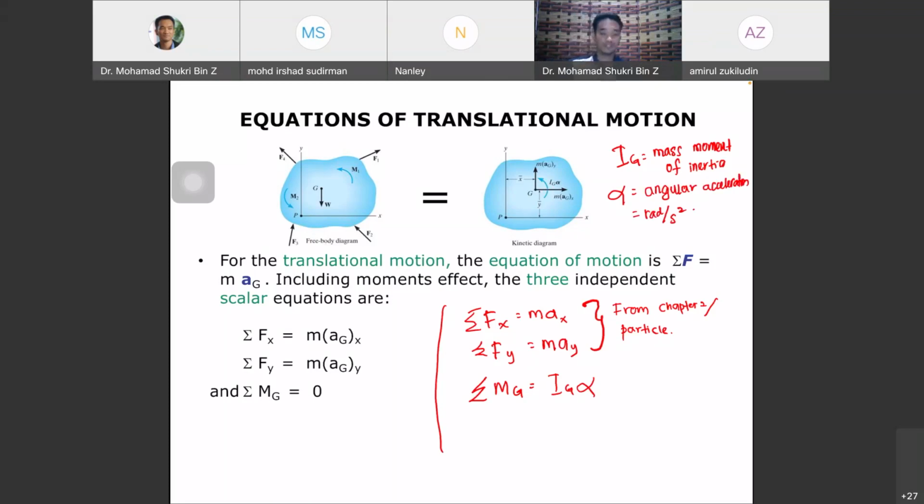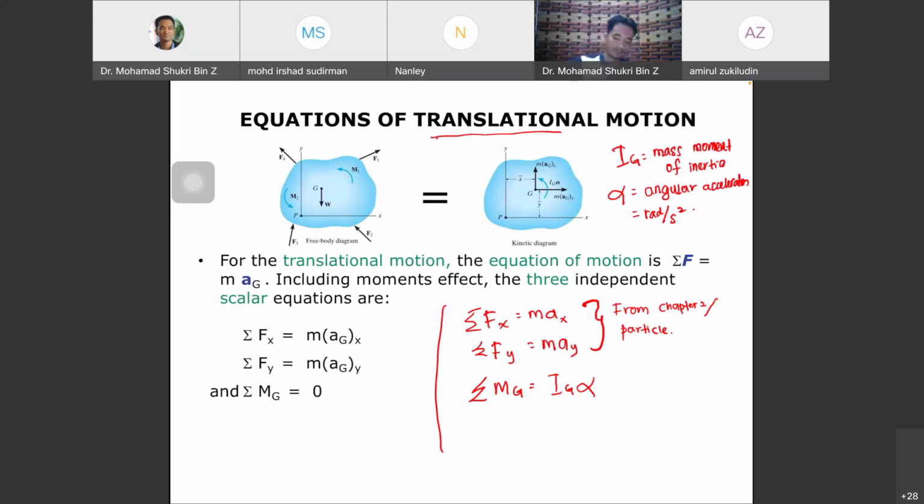So mesti ada 3 equation ni untuk solve rigid body. Untuk particle tak ada ni lah. Particle kan kecil, dia tak rotate lah. Rotate pun tak memberi kesan sebab dia particle. Untuk rigid body, bagi badan yang besar, kita kena ambil kira effect of rotation. Sebab tu dia ada rumus, moment is equals to IG alpha.